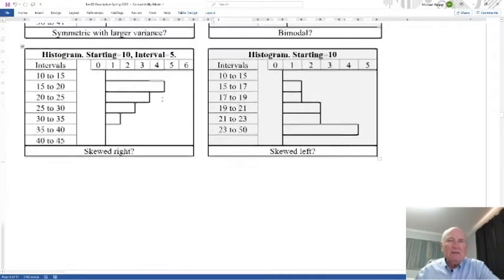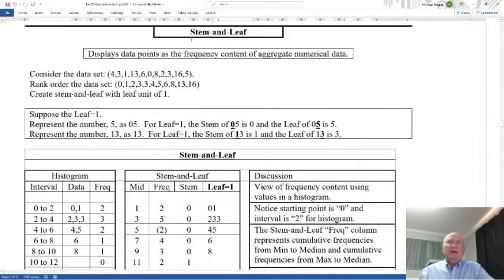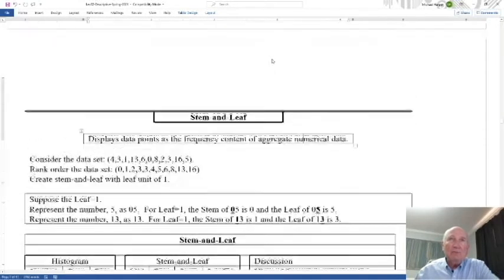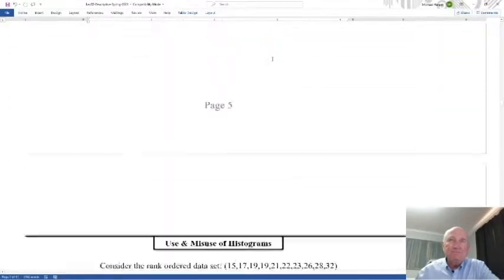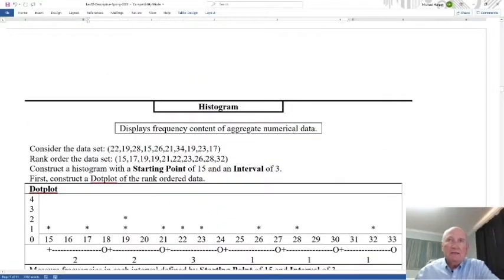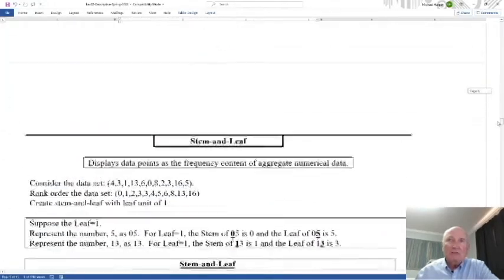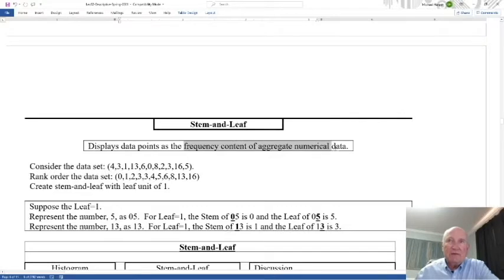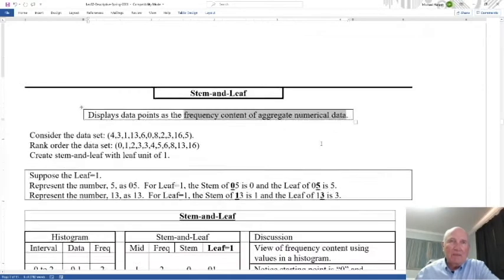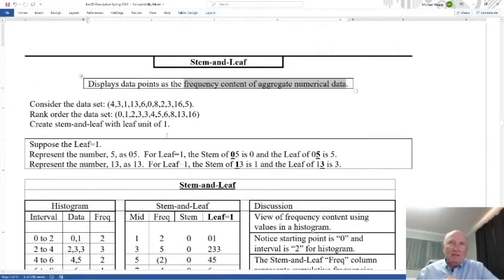Okay, let's take the histograms one step further into a stem and leaf diagram. Okay, the stem and leaf displays the data points as the frequency content of aggregate data. So remember, a histogram is a frequency content of aggregate data. A stem and leaf is also the frequency content of aggregate data, numerical data. But they don't have bars, they display the data points.